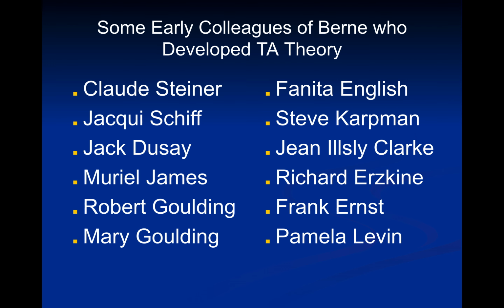These are some of the early colleagues of Berne who developed the TA theory. Berne himself passed away quite early at the age of 60 years. But all these people, Claude Steiner, Jackie Schiff, Jack Dusay, Muriel James, the Gouldings, Fanita English, Steve Karpman, Jeannie Leslie, Richard Erskine. There are many more people, but these are some of the people who have significantly contributed to the theory while Berne was alive and even after his death.